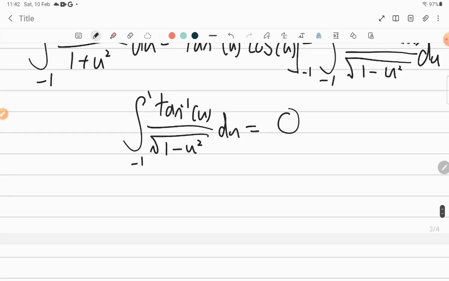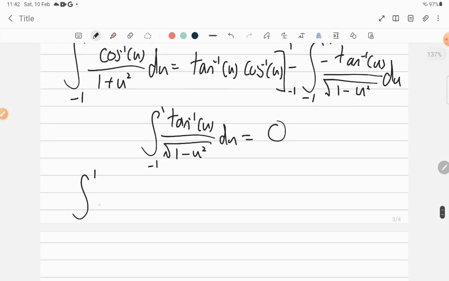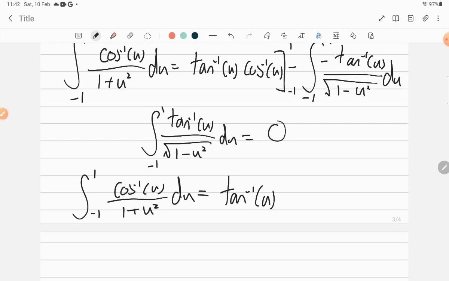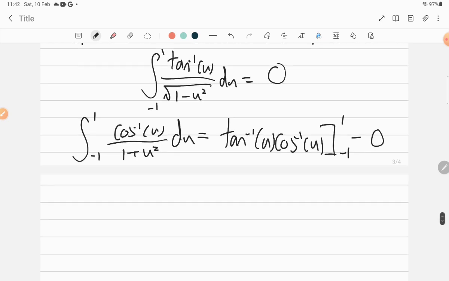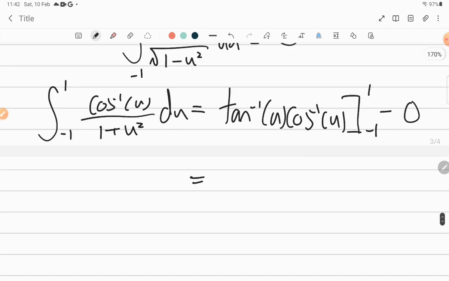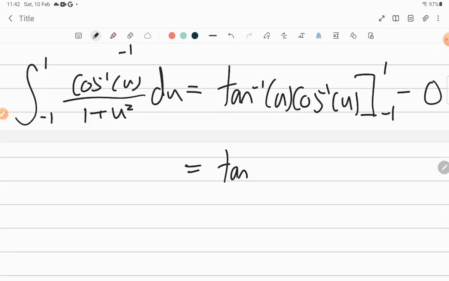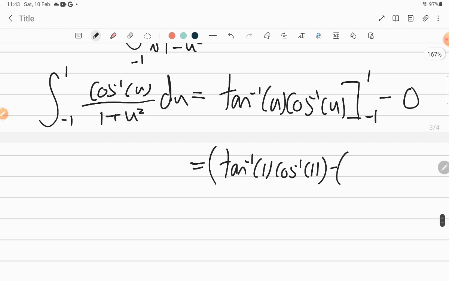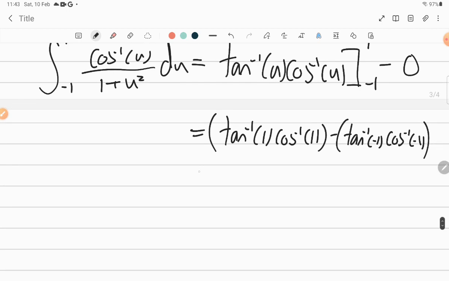So what we need to worry about is the integral from 1 to negative 1 of arccosine of u over 1 plus u squared du, which is equal to arctan of u times arccosine of u from 1 to negative 1, take away 0. This is equal to arctan of 1 times arccosine of 1, take away arctan of negative 1 times arccosine of negative 1. Arccosine of 1, I believe, is 0.